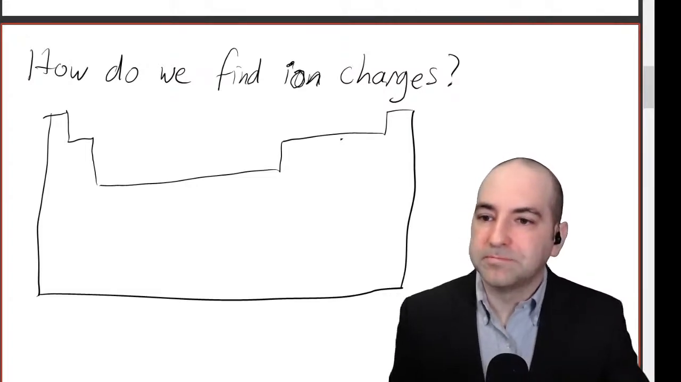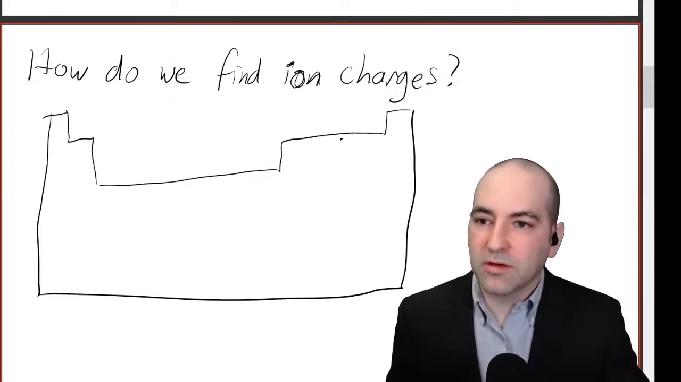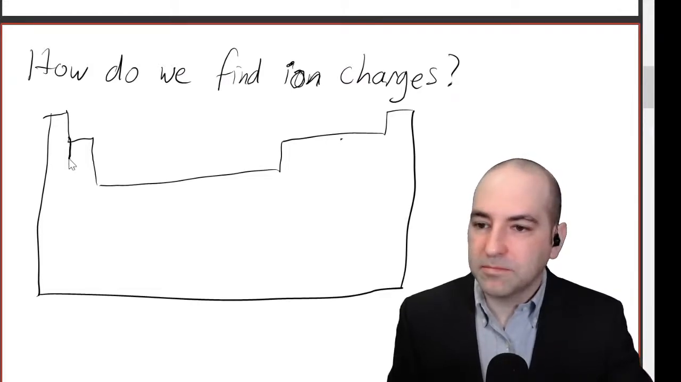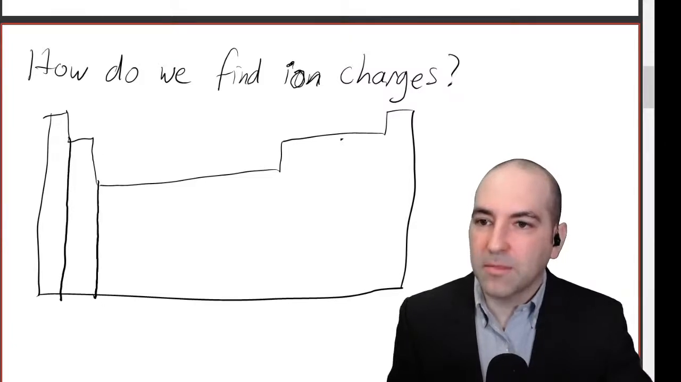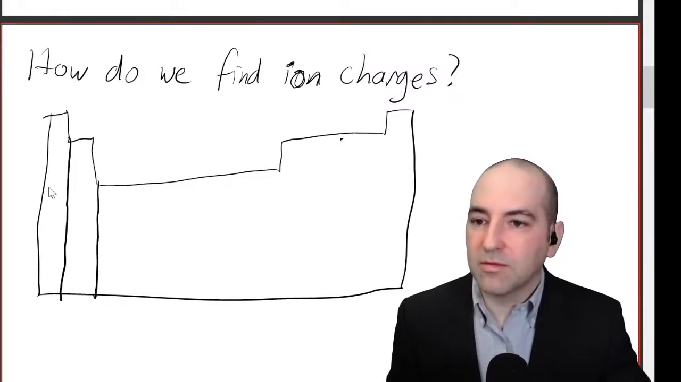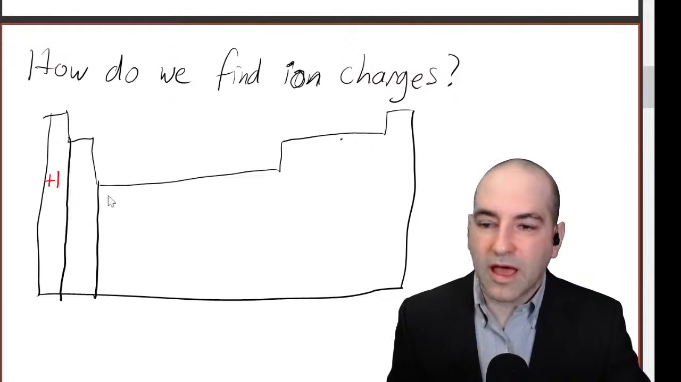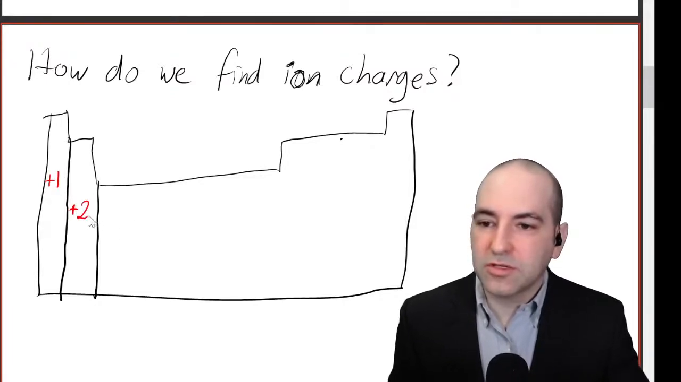So let's mark those areas here. So the first one is the first column. Second one is the second column. All the atoms in the first column are going to make +1 cations. And all the atoms in the second column are going to make +2 cations.